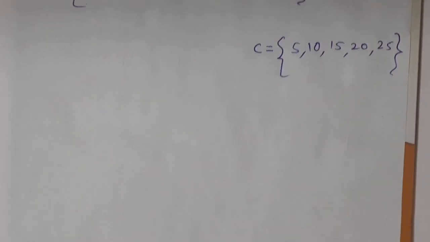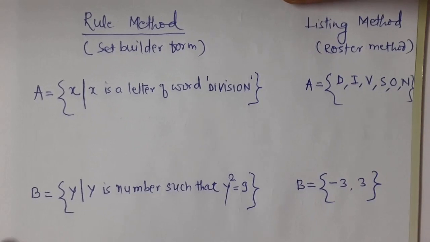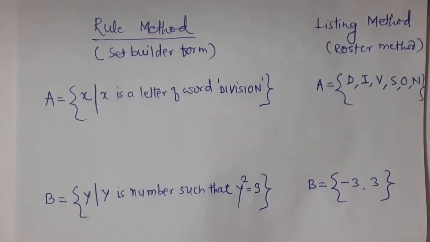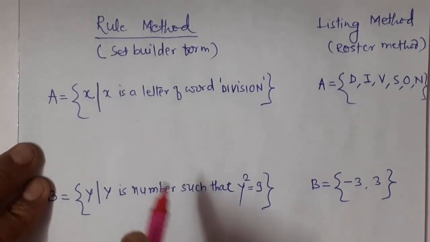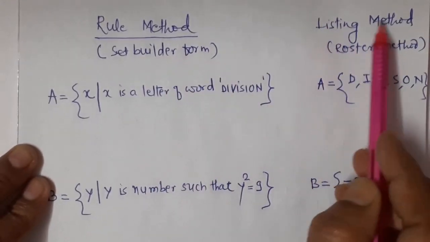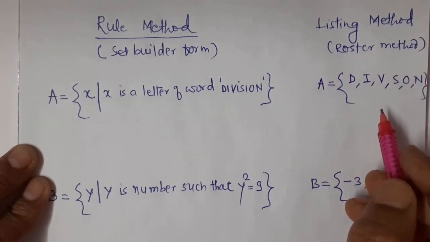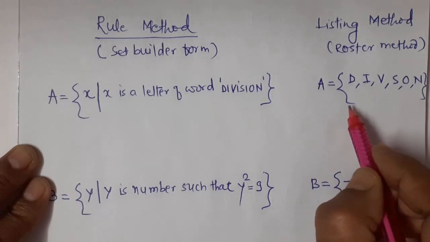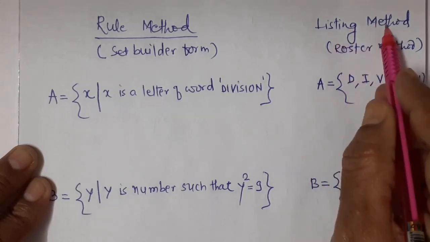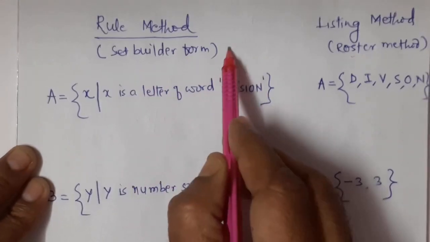Then we have to see some examples of the rule method and listing method. I am showing you some examples of the rule method and listing method. You know that the rule method is also called the set builder method, and the listing method is also called the roster method. In any practice set, sometimes they give you a roster method or listing method, and you have to write it in the form of the rule method, or they give it in the rule method or set builder form and you have to write it in listing form.